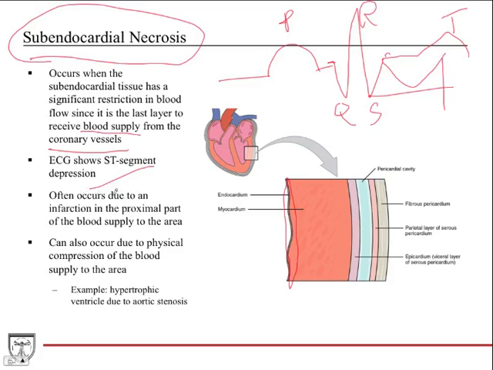So it often occurs due to an infarction in the proximal part of the blood supply to the area. So, blood supply more proximal versus, down here, because, again, it just takes longer for the blood to get down here. And so this is going to be the last to receive it. So that's what puts it at the most risk.